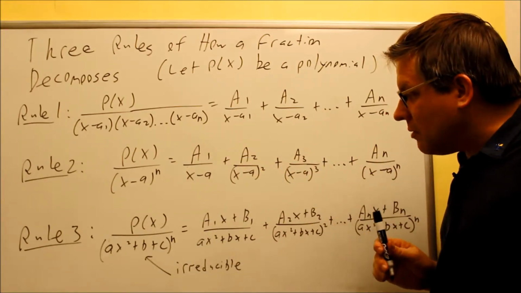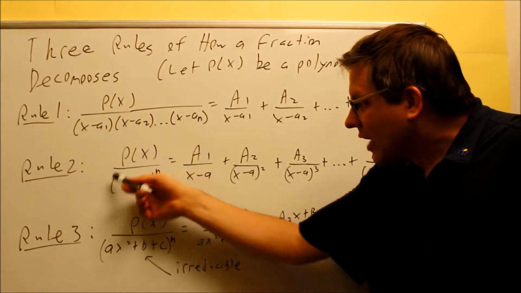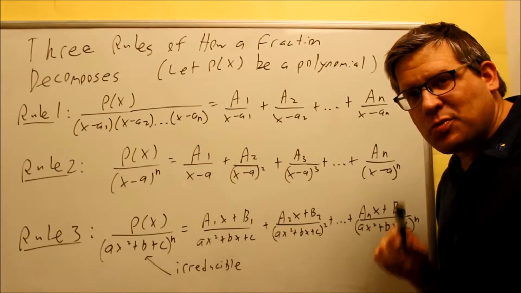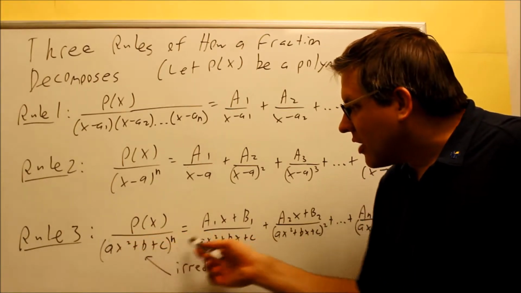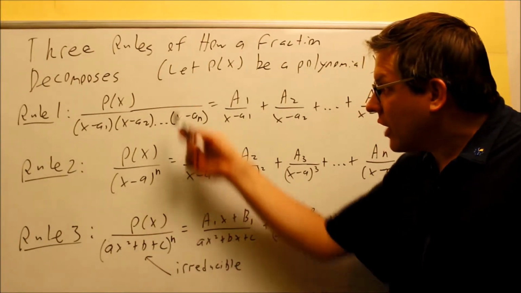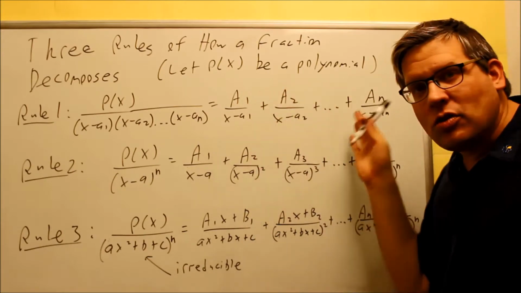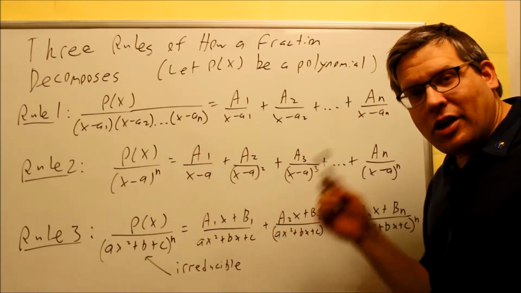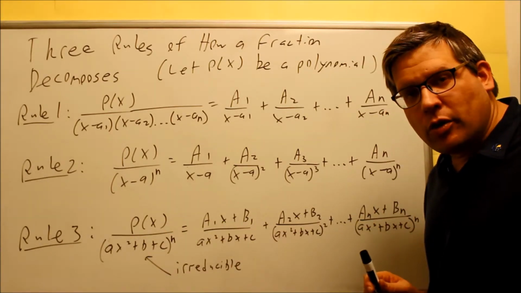Now, rule number 3 also has something raised to a power of n, but instead of having something linear inside, we have a quadratic. And that quadratic specifically is one that cannot be factored, because if I could take something like this and factor it, then I would have a combination of rule 1 and rule number 2, and I could use that to decompose it. This is where you have a quadratic that cannot be reduced anymore, so it cannot be factored. That's what we mean by irreducible.